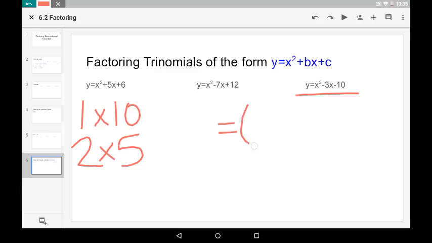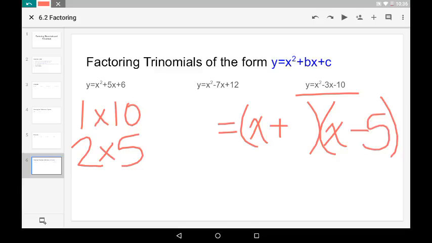So that tells me that one of these will be positive and one will be negative. Our x's always go in front. And how can we add two of these numbers to get negative 3? Well, 1 and 10, adding them together, no matter what's positive and negative, we're not ever going to end up with 3. But if we have 2 and 5, we can definitely get negative 3 out of that. So in this case, the 5 would have to be negative, and the 2 would have to be positive. So 2 times negative 5 is negative 10, so that's good. And 2 plus negative 5 is negative 3. So that is our factored form of this equation.